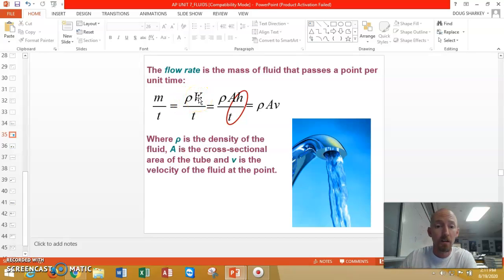So this is the thing. Now they're going to make another leap, and they're going to say that density and volume are equal to density times area times height. Huh?